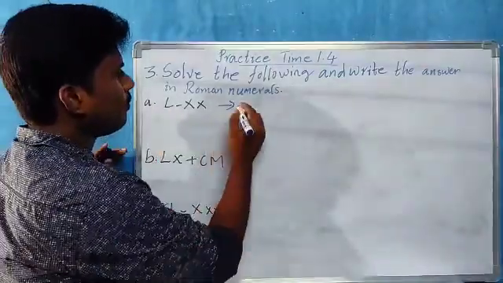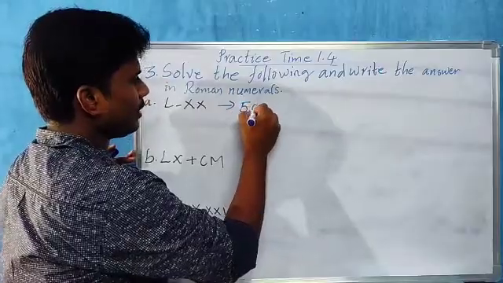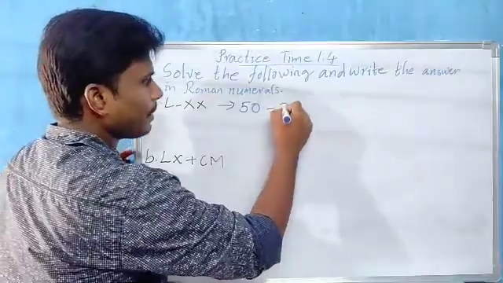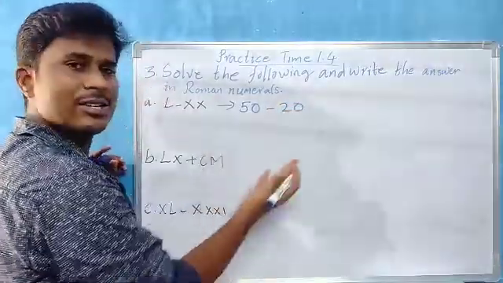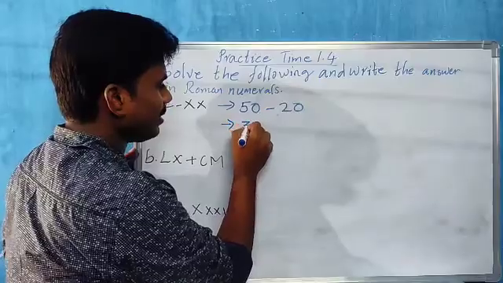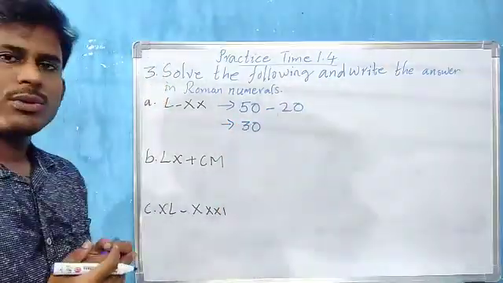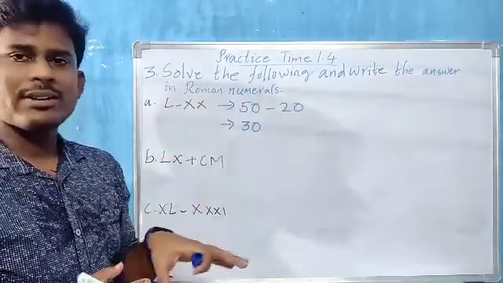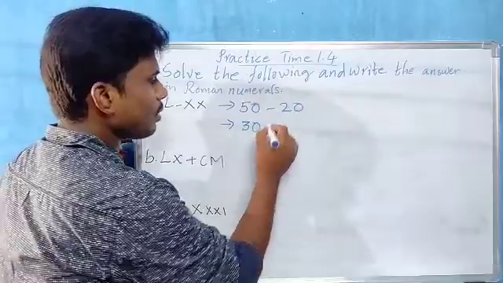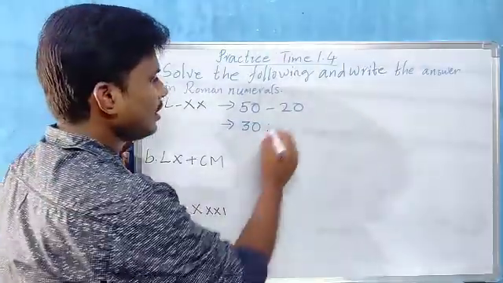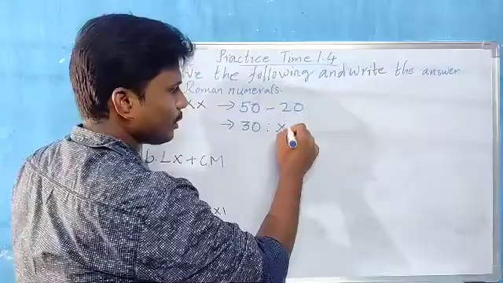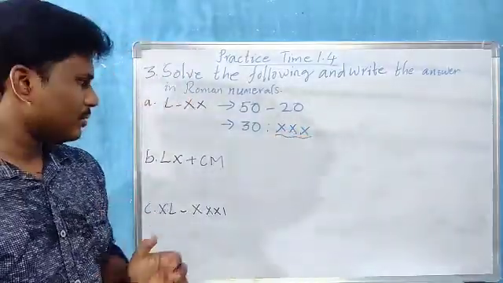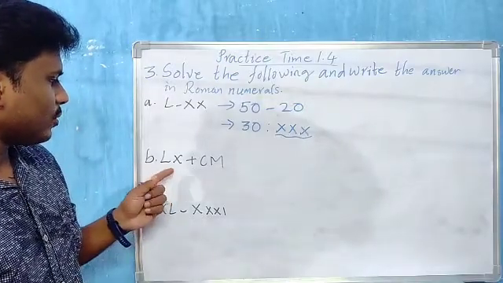So L, what is the value of L, children? 50. Minus XX. Two X's means what, children? 20. So 50 minus 20, what answer, children? 30. Now we got the answer in Indo-Arabic numerals, but we have to convert it again into Roman numerals. So what is the symbol of 30, children? In Roman numerals, three X's, 30. Okay. So our answer is XXX.